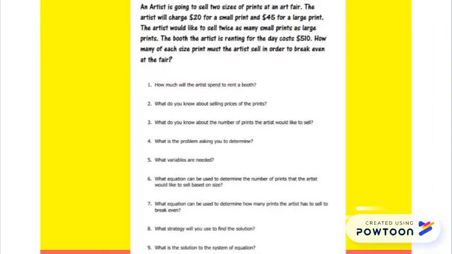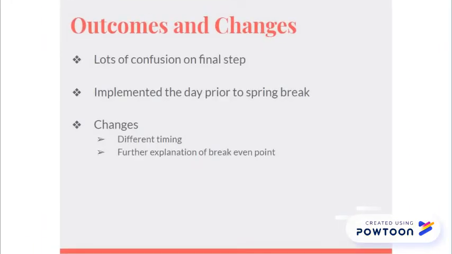This reading for meaning activity gives the students a word problem. Questions 1 through 8 really dissects the word problem, allowing students to solve for the final solution in number 9. This assignment was given right before spring break. There seemed to be lots of confusion on the final step, even though they were able to really set the problem up in the previous questions. I think in the future I would implement this prior to spring break instead of right before.